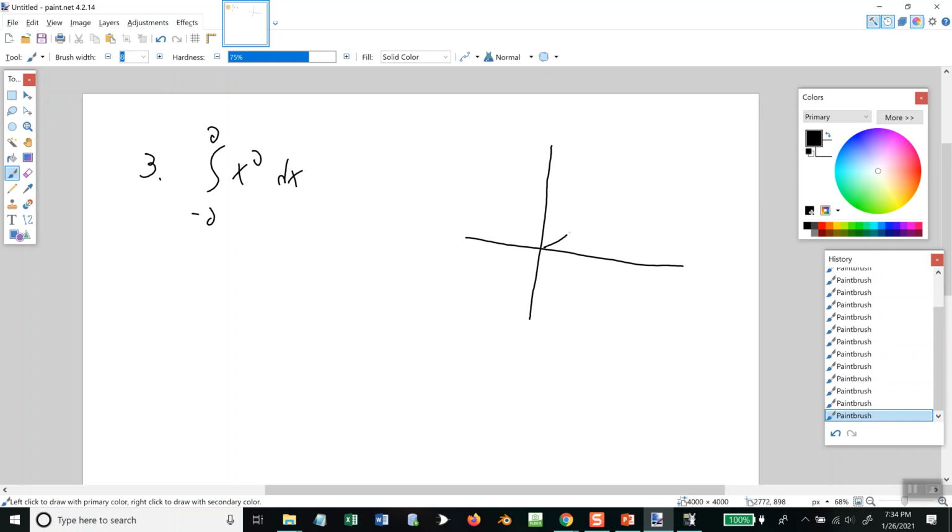So for 10, this is x squared. Boy, that's bad. Could be worse. Is that an even or odd function? Even, because it's symmetric to the y-axis. So I can rewrite this how?